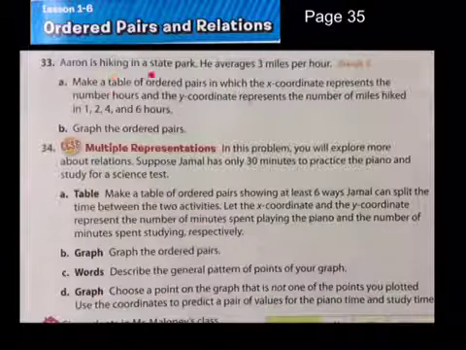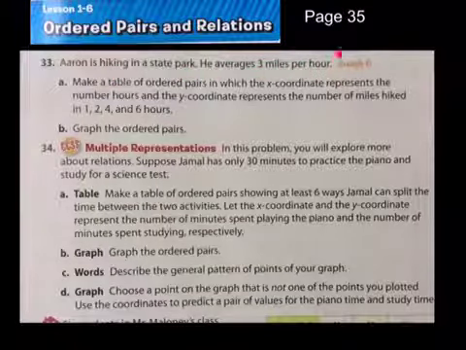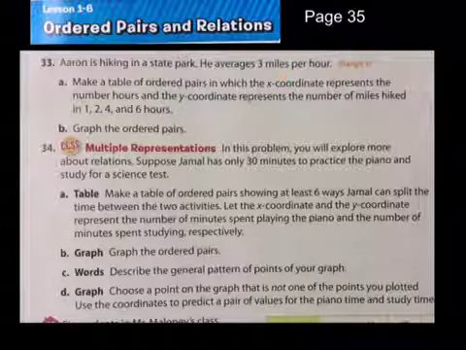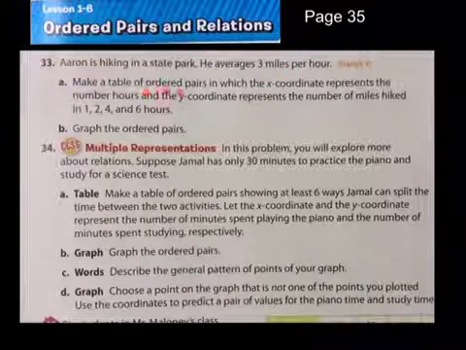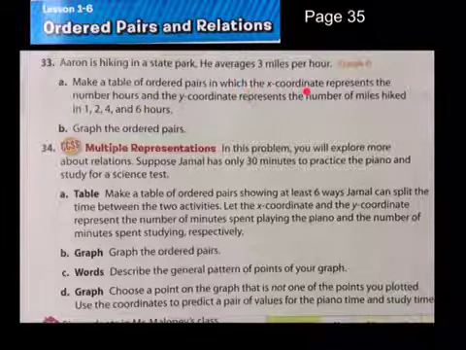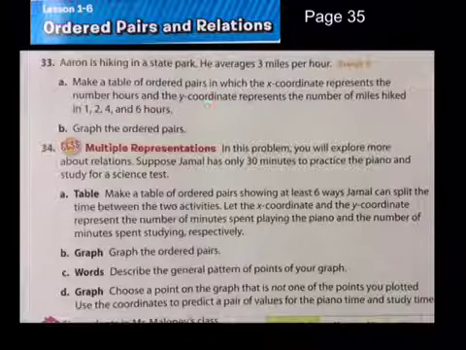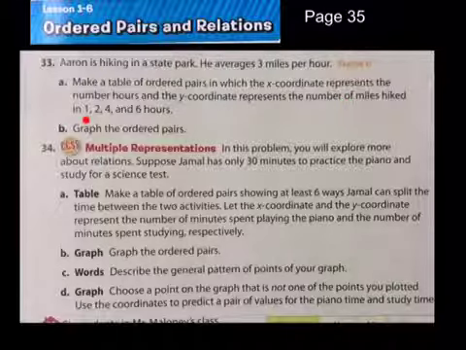Aaron is hiking a state park. He averages 3 miles per hour. That's our unit rate right there. Every hour is 3 miles. Make a table of ordered pairs in which the x-coordinate, so the domain, represents the number of hours, and the y-coordinate, our range, represents the number of miles hiked in 1, 2, 4, and 6 hours.